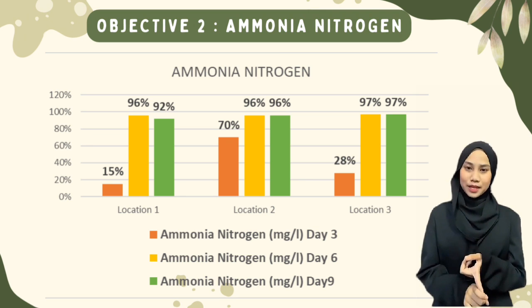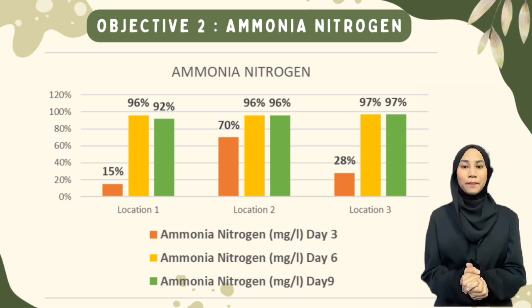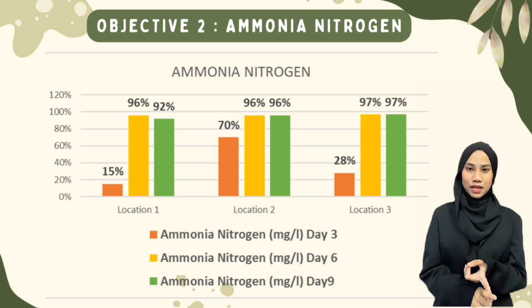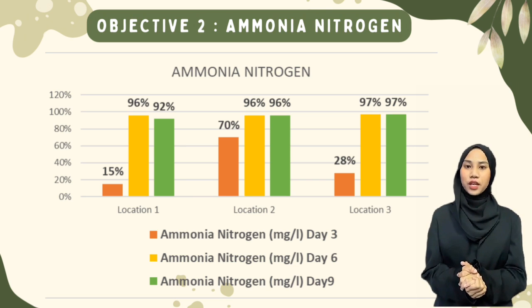However, after applying the EM mudball, the amount of ammonia gradually dropped at all locations. This happened because the beneficial microorganisms inside the EM mudballs, such as lactic acid bacteria, yeast, and photosynthetic bacteria, begin to break down organic waste and convert ammonia into safer compounds like nitrate through natural biological processes.